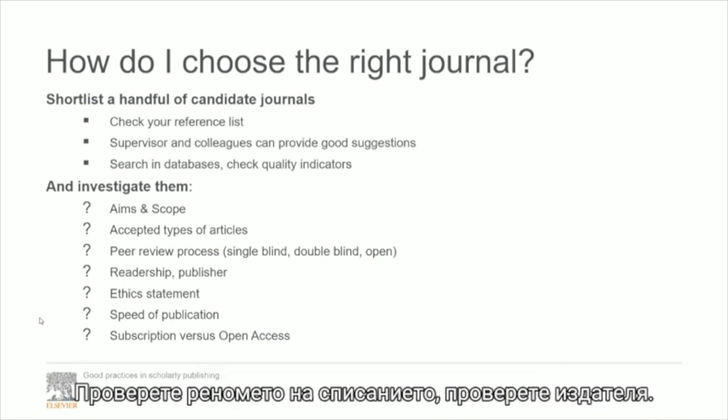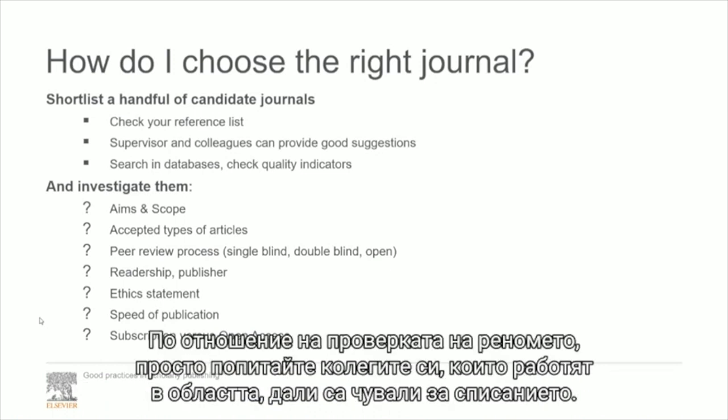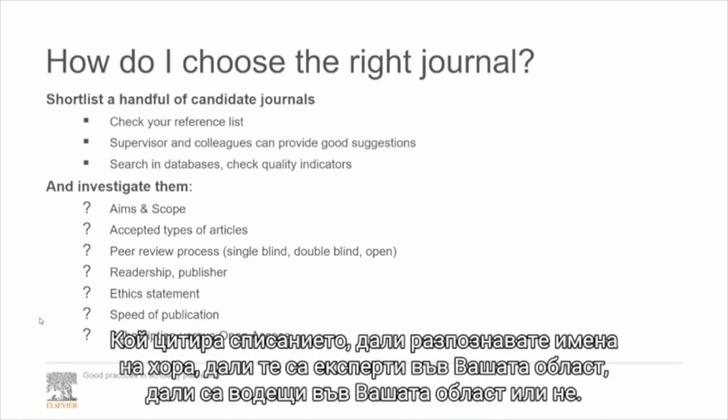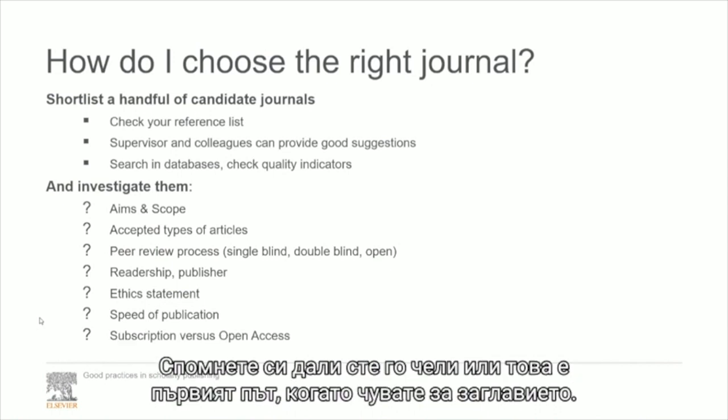Check the readership, check the publisher. In terms of checking readership, simply ask your colleagues who work in the field whether they have heard of the journal. See who is citing the journal, whether you recognize the names of the people, whether these are experts in your field, the leaders in your field or not. See whether you've read it a lot or whether this is the first time you've heard of the title.